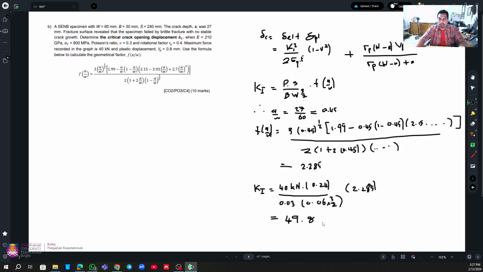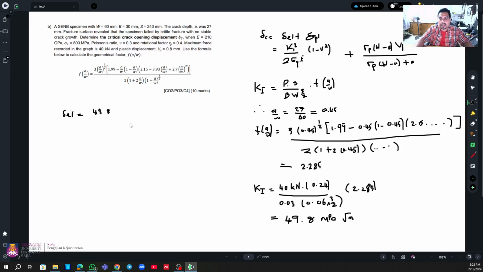So 49.8. I already converted to megapascal here, and the unit should be megapascal square root of meter. So that will be the K1. So you have to fulfill everything because VP has already been solved here. K1 also here, no worries, because the delta elastic here, nothing else here. So the formula is K1 squared.